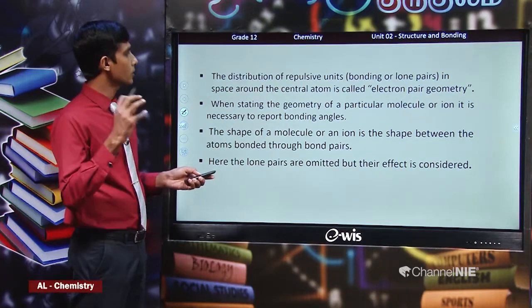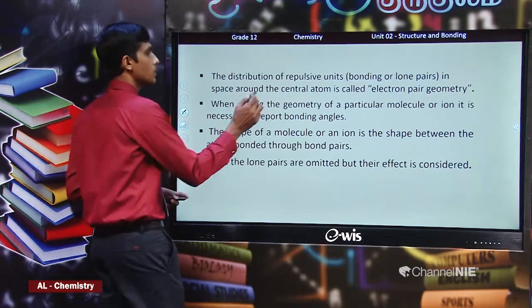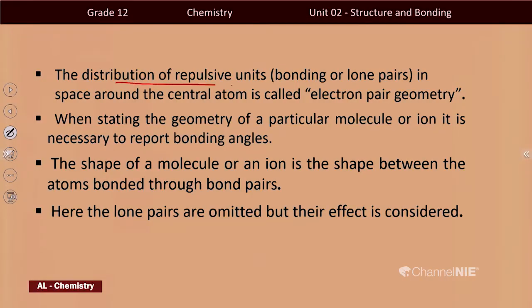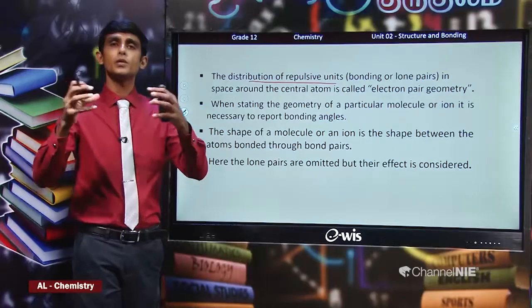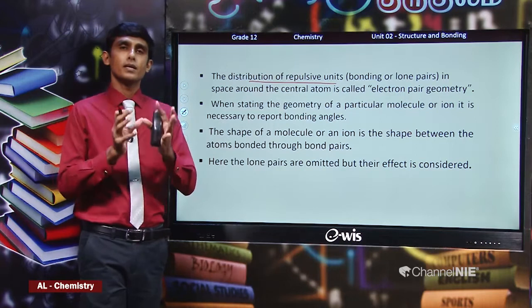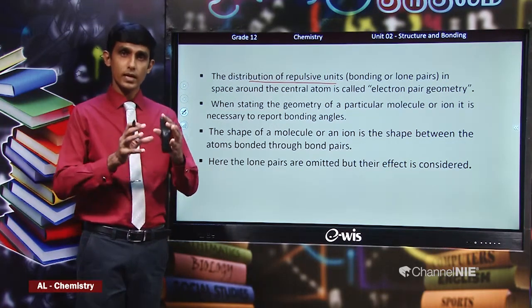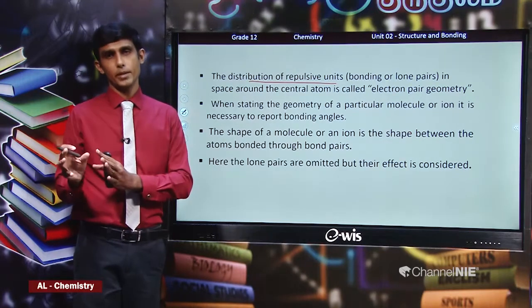Now, the main thing you have to understand is the distribution of the repulsive units. These repulsive units are distributed so that their repulsions are minimum. So, if one has an idea what types of distributions are possible, then we can easily deduce the electron pair geometry as well as the shape.